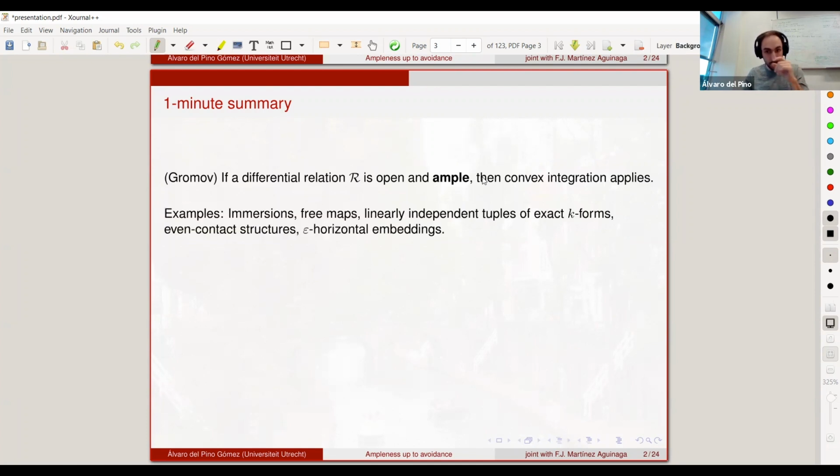There are plenty of examples that Gromov worked out, for instance, in his book or in his original paper. So immersions in the subcritical dimension abide by this scheme. Free maps outside of the critical dimension, linearly independent tuples of exact k-forms where k is not one, or volumes. Later on, McDuff used it to classify even contact structures, which are maximally non-integrable hyperplane fields in even dimensions. So unlike contact structures, these things are completely flexible.